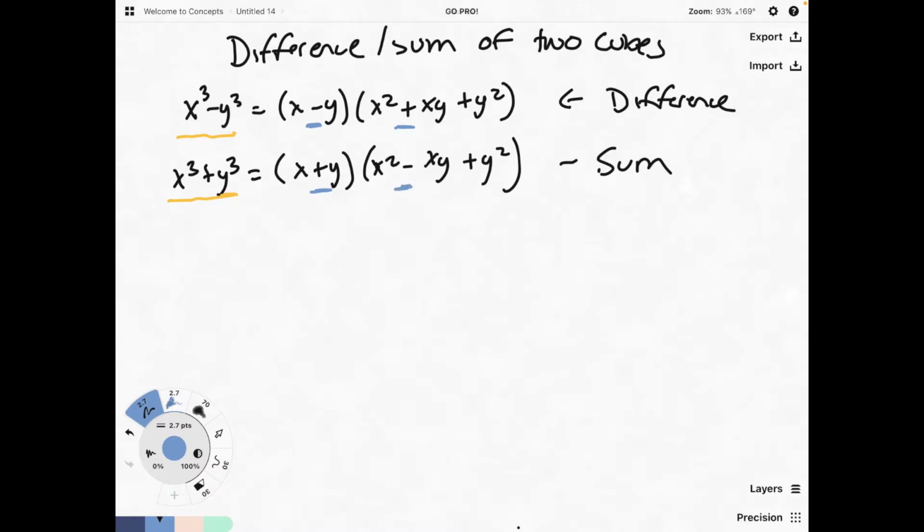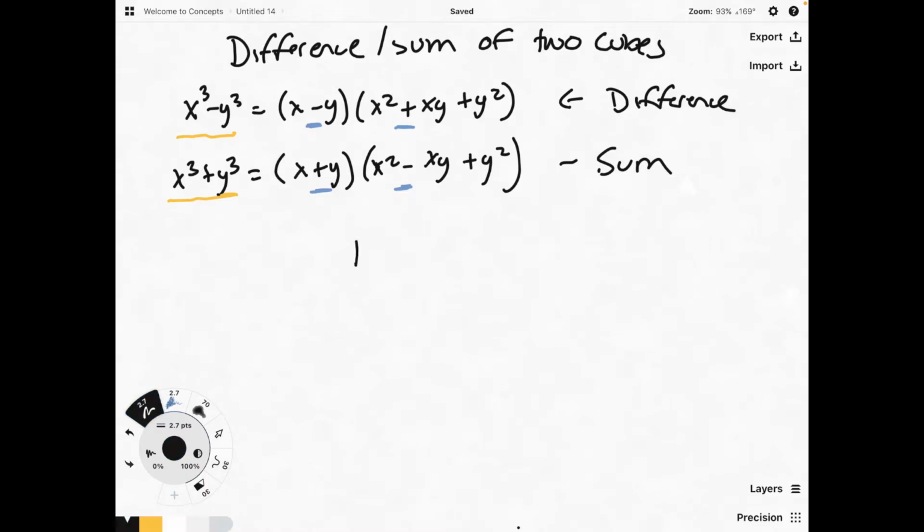Similar to the plug and chug method that we used in the last rule, this rule will allow us to do the exact same thing. We would just need to manipulate or massage the equation that we have into the form that looks just like this. So let's take a look at an example.